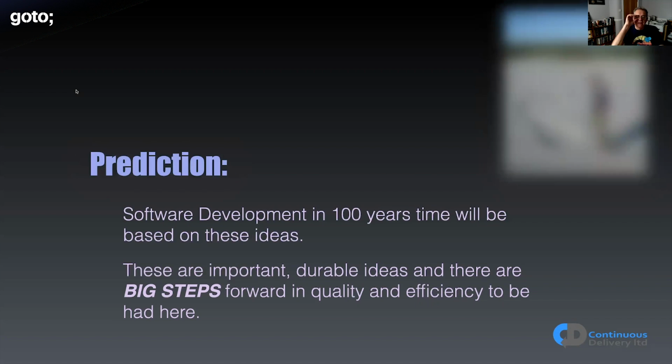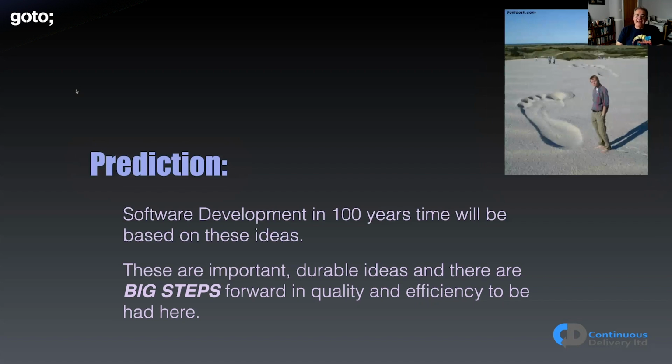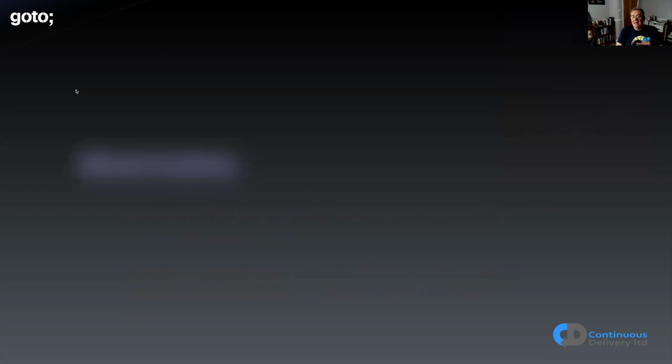So software development in 100 years' time will be based on these ideas. And these are important, durable ideas. They represent big steps forward in quality and efficiency, and we can measure that. The State of DevOps report and the Accelerate book provide benchmarks that allow us to evaluate the impact of the application of these kinds of ideas in software development, and it's quite significant.